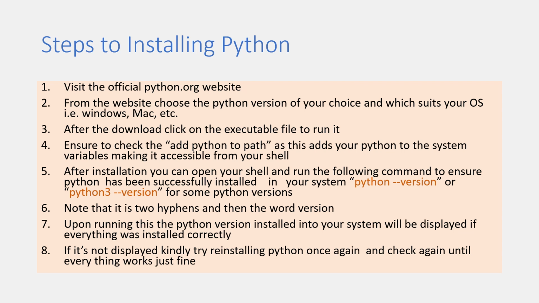The other thing is, from the website, choose the Python version of your choice which suits your OS, that is Windows, Mac, etc. This is a very important thing to note. When you go to python.org, you have to choose which operating system you are using. Some of you might be on Windows, Mac, Linux, Ubuntu, and so you have to choose. Are you using a Windows machine? Are you using a Mac machine? Or are you using a Linux machine? According to your OS, you have to choose.